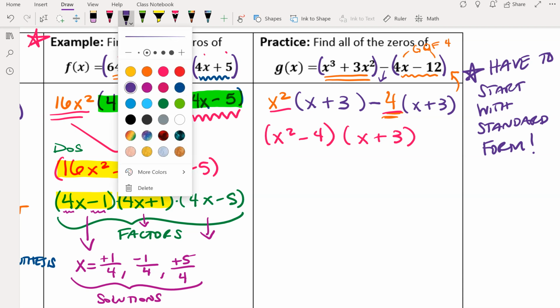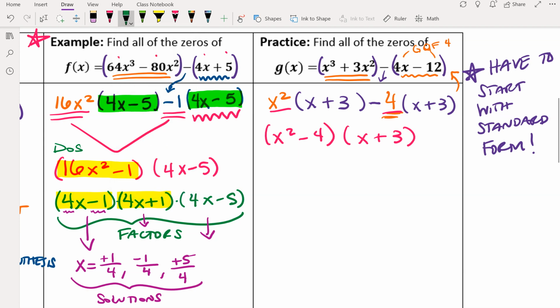Sweet. Our next step that we did in green was check. Can you factor anything else? Can we factor x squared minus 4? Can we factor x plus 3? I want you to tell me in the chat, can you factor one of these? And if so, what should you write as your factors? Go.